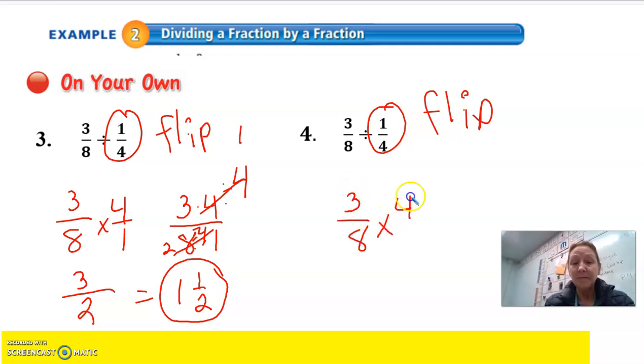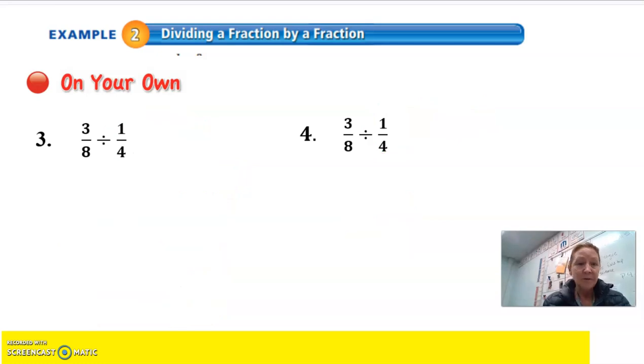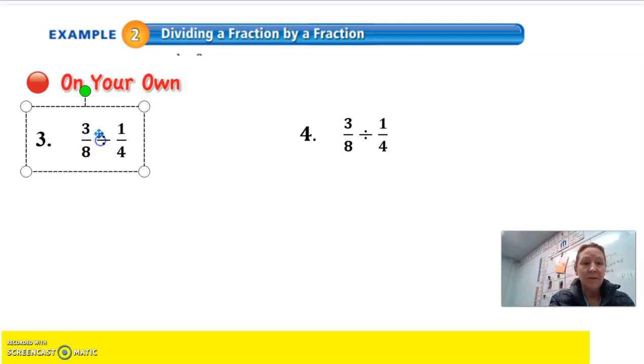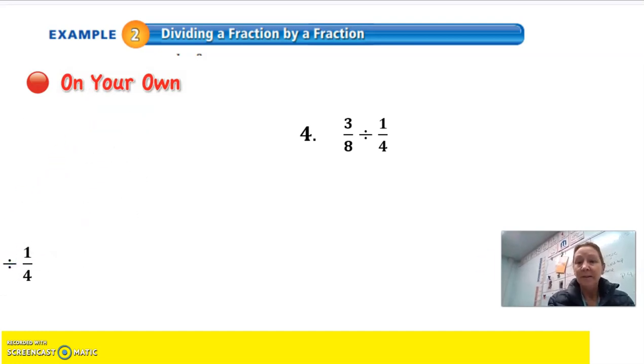3/8 times 4/1. Wait, what? I put the same one. Okay, sorry about that. The work that I did was actually number 4, so I'm going to show you what number 3 actually is in my notes. I'm just going to move this out of the way. Here's what number 3 is from the notes.